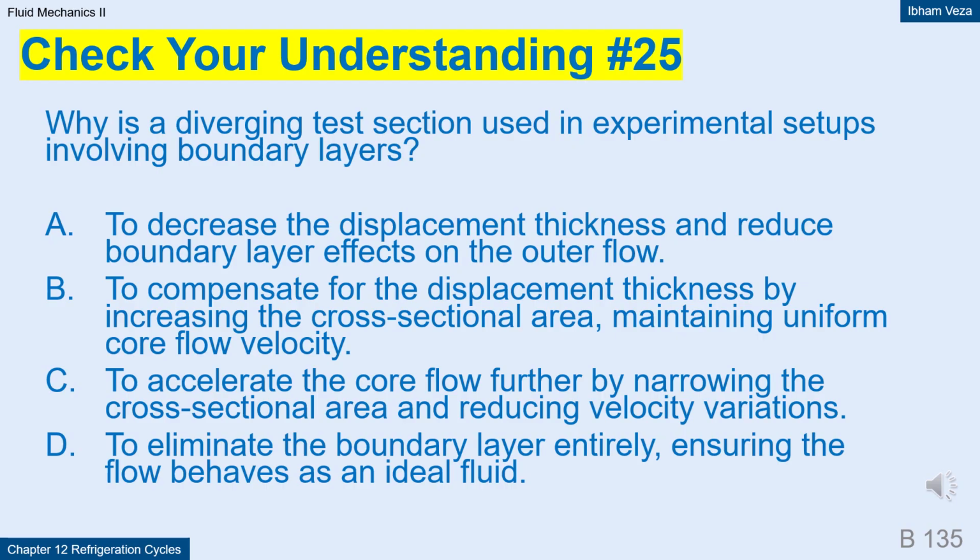C. To accelerate the core flow further by narrowing the cross-sectional area and reducing velocity variations. Incorrect, because the diverging test section increases the cross-sectional area, not narrows it, to prevent unwanted acceleration. D. To eliminate the boundary layer entirely, ensuring the flow behaves as an ideal fluid. Incorrect, because boundary layers cannot be entirely eliminated. The diverging section manages their effects on core flow.